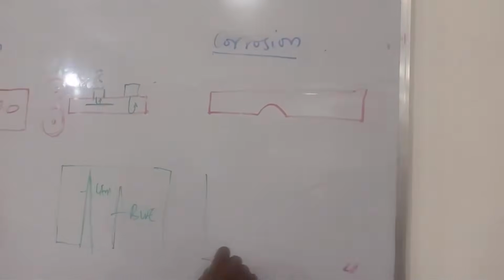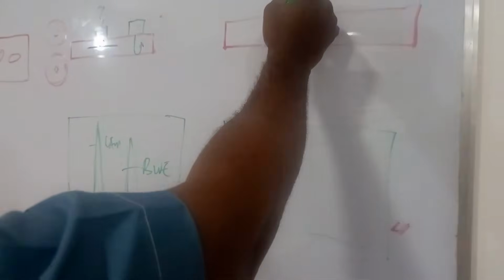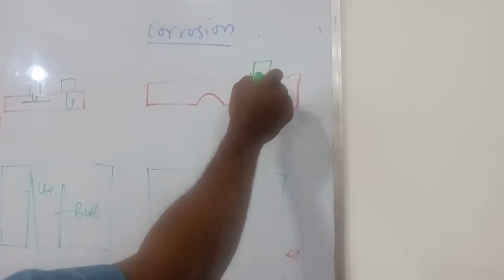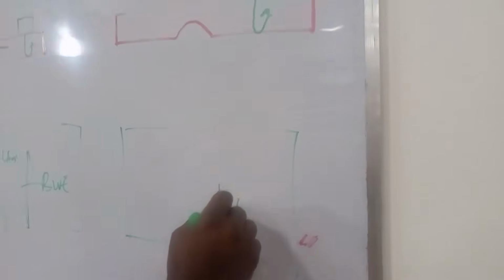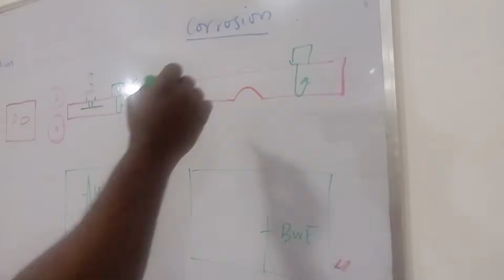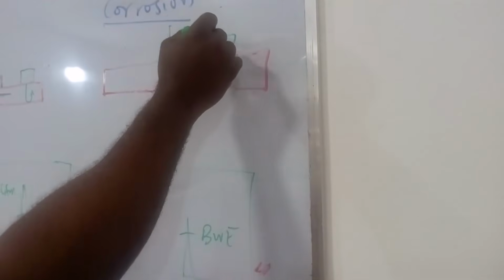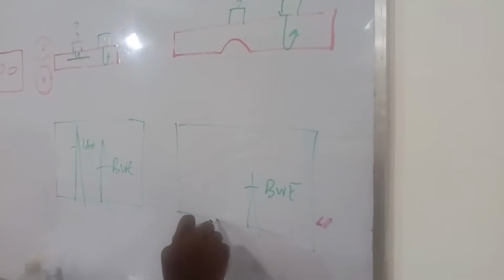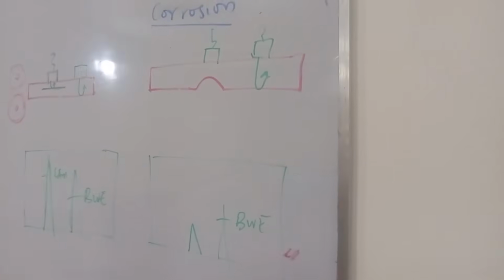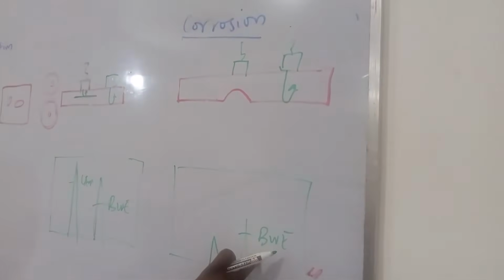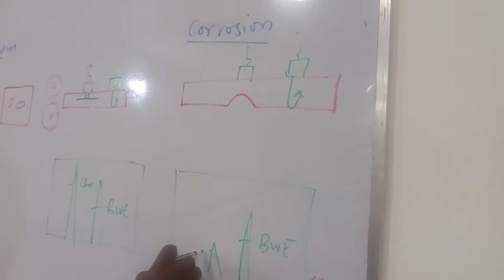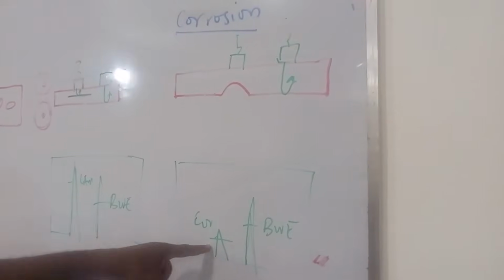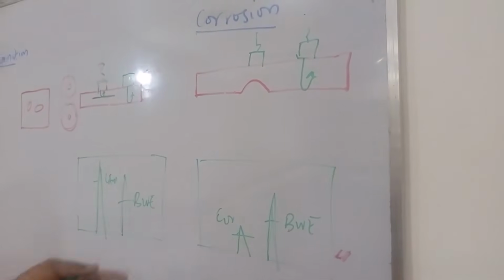But if you look at corrosion, in a similar scenario, my back wall comes flat. This is my back wall. If I put the probe on the corrosion end, it will give me a smaller indication compared to the back wall. So the back wall is higher, and corrosion will give a much smaller amplitude echo. Why is that so?